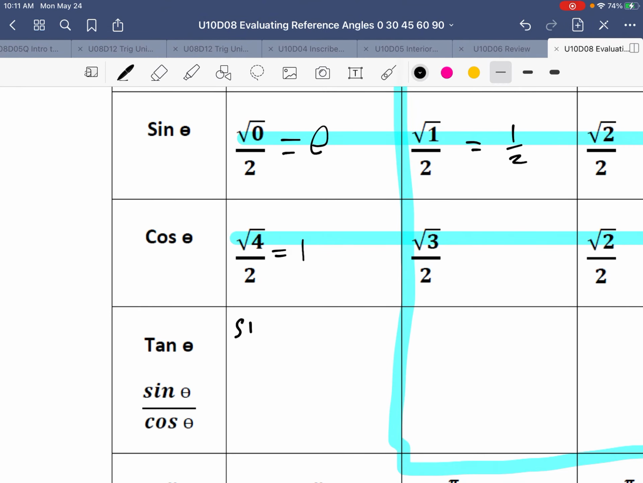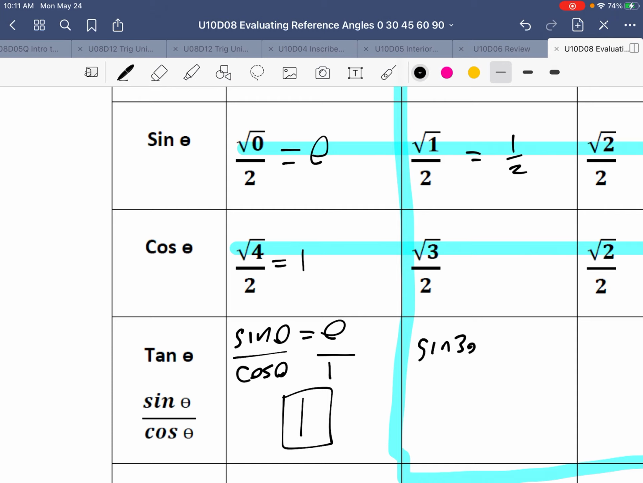So on our table, to find the tangent of 0, we're going to take the sine of 0, which is equal to 0, divided by the cosine of 0, which is equal to 1, so this together is 0. For 30, we do the sine of 30 over the cosine of 30, which is going to be equal to 1/2 over radical 3 over 2. By keep change flip, we get 1/2 times 2 over radical 3. The 2's will cancel out, and we're given 1 over radical 3.